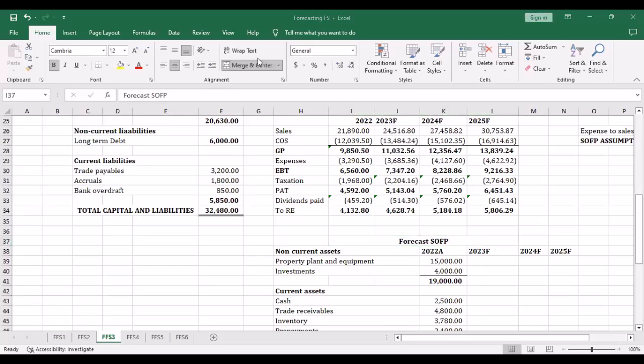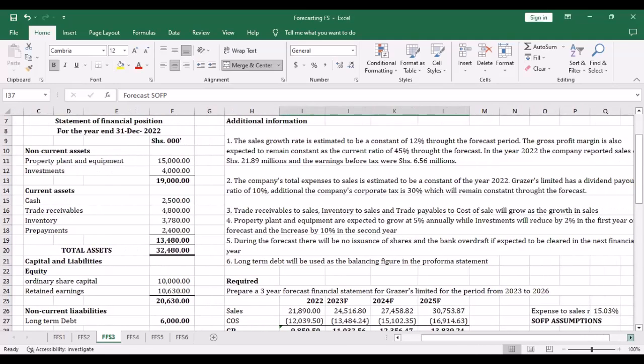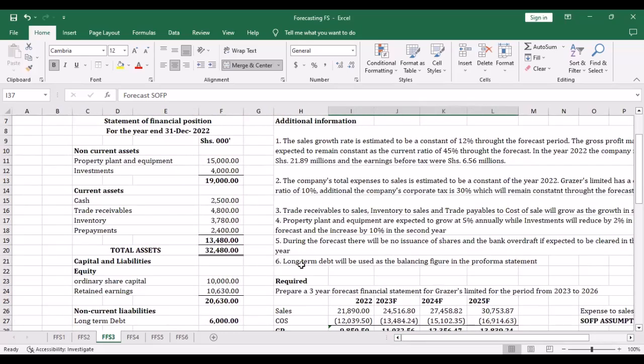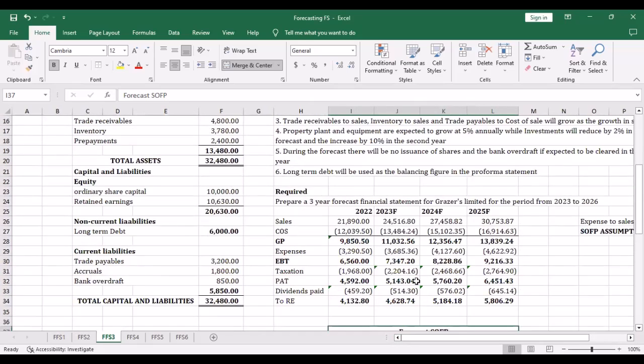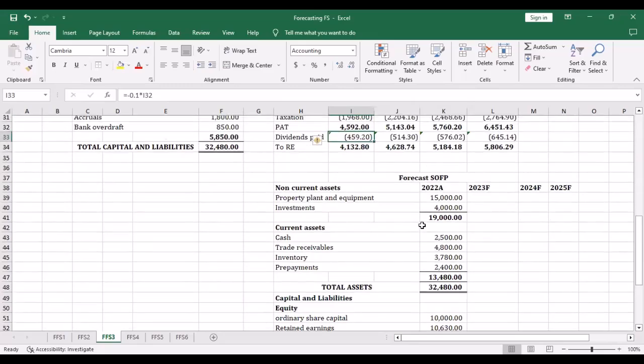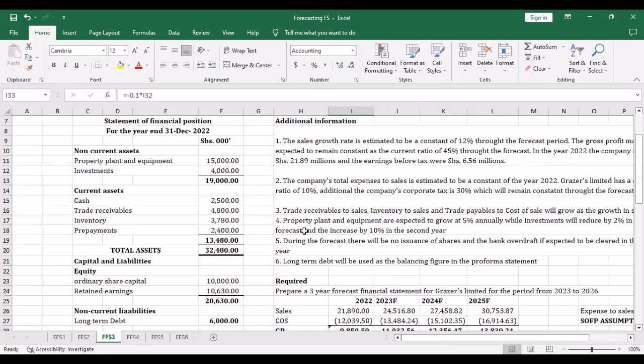Someone is saying kindly repeat on dividends. So dividends, we were told here that Grazers Limited has a dividend payout ratio of 10%. So 10% of our profit after tax will go to dividends. So this one is just 10%. You can see 10% times profit after tax. So this one is just simple. You can see it was not very complicated.